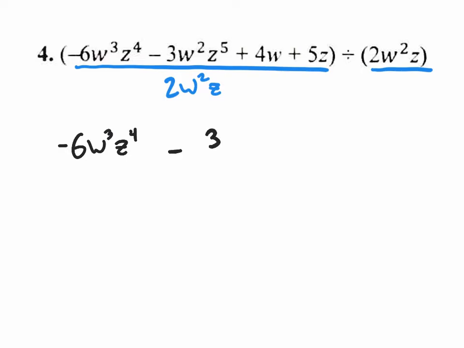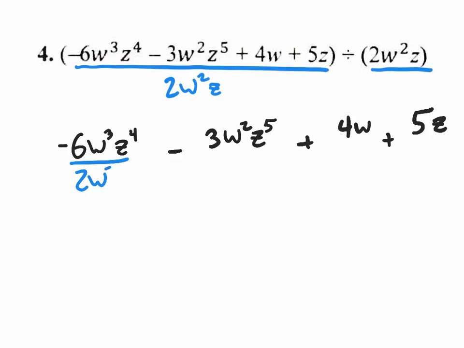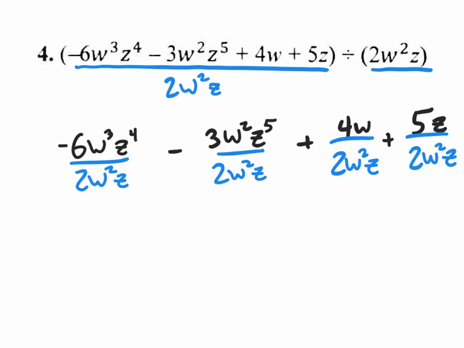minus 3w squared, z to the fifth, plus 4w plus 5z. So notice I wrote every term on the top, and I'm going to put that divided by 2w squared z on each one of them. And now all you do is cancel things out.